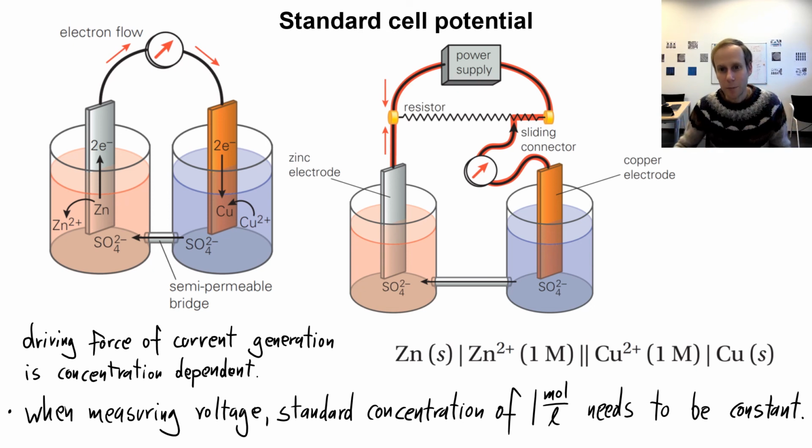But then you can measure with a resistor and that sliding connector how high that opposing potential needs to be to stop the electron flow, and then you can say this is the standard cell potential at 1 mole per liter, because now the electrochemical reaction is actually not really happening. There is no zinc 2+ being produced and no copper being reduced, because there's always this opposing potential, which we can measure and then state as the standard cell potential at 1 mole per liter.